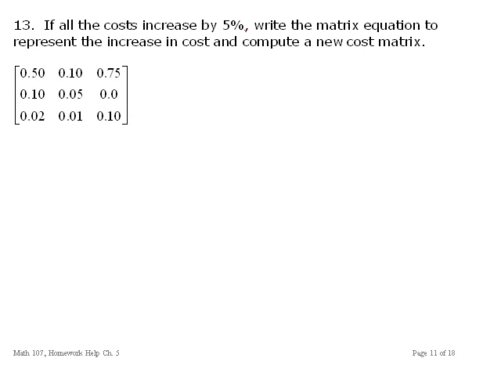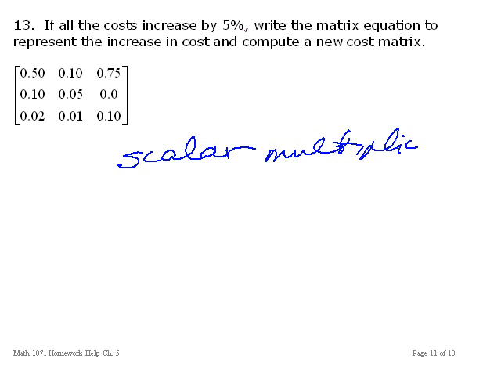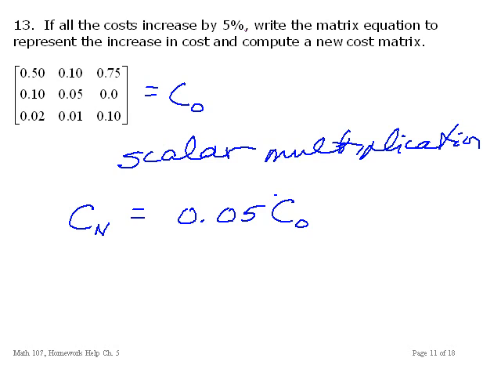On 13, we're going to say all the costs increased by 5% and write the matrix to represent the increase in costs. Now if you want every single item in the matrix to be multiplied by the same number, that's called scalar multiplication. Let's say this is the old cost, so I'll say O for old. You could find the new cost matrix by multiplying the old cost matrix by a decimal instead of 5, otherwise we go up 500%, times that old one, and then add to the old one. That would give you a new cost matrix.